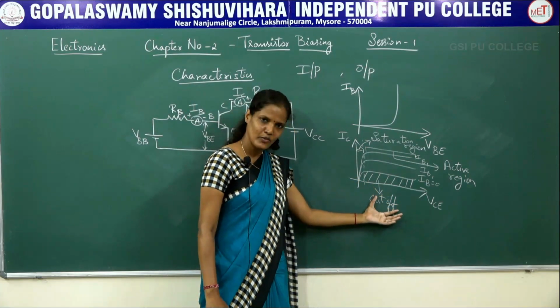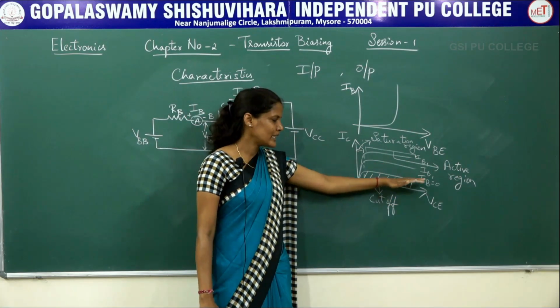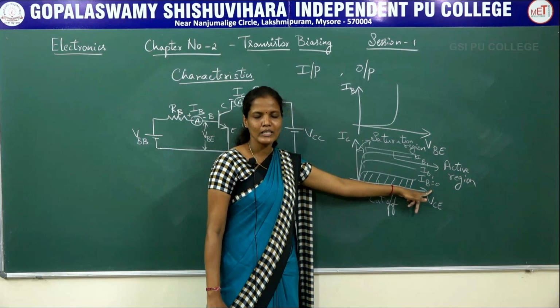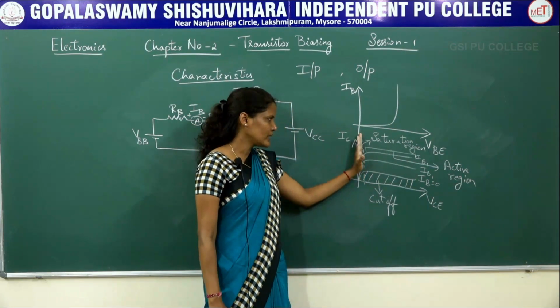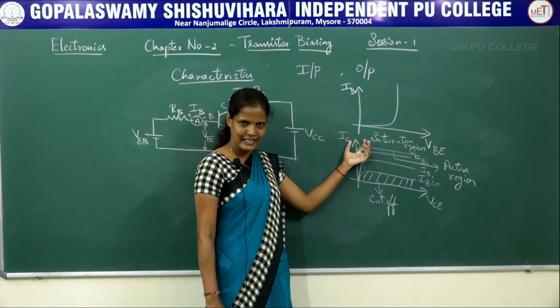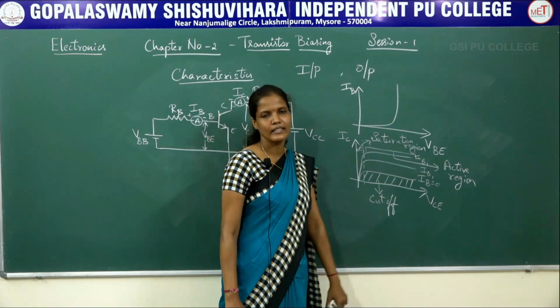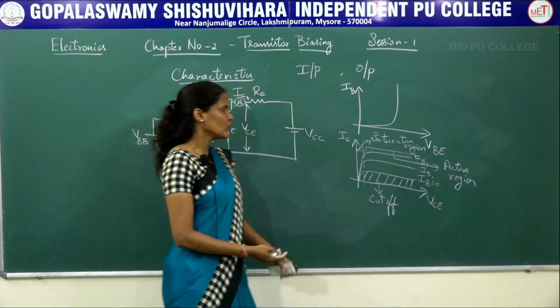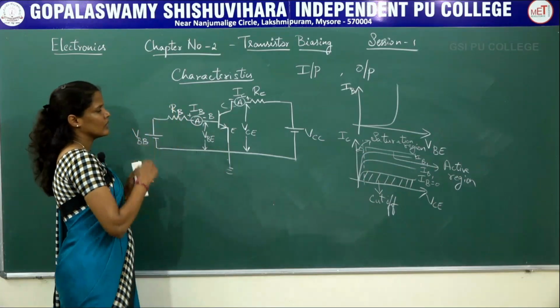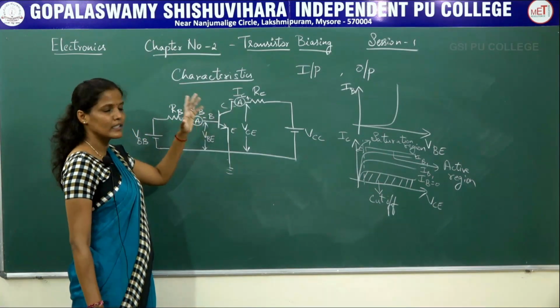One is the cutoff region. Cutoff region is nothing but a region which lies below IB equals 0. The other one is the saturation region, which is almost linear. The last one is the active region. So this is the characteristics of a transistor.